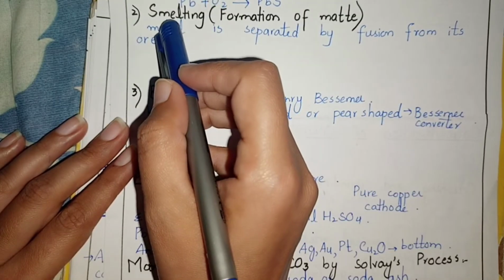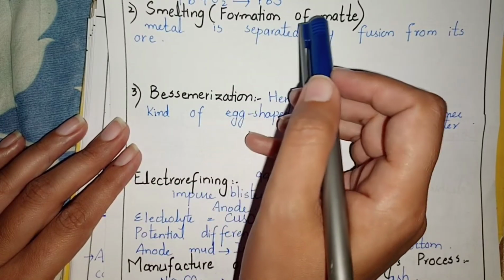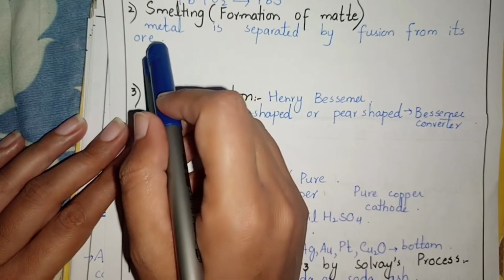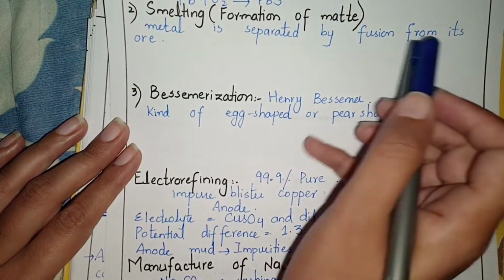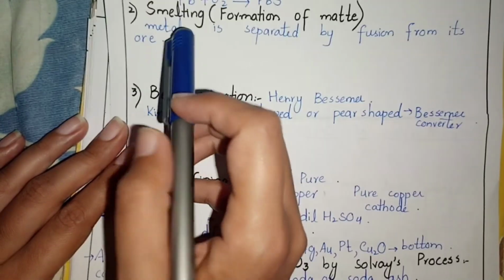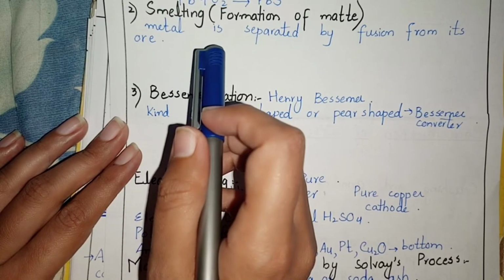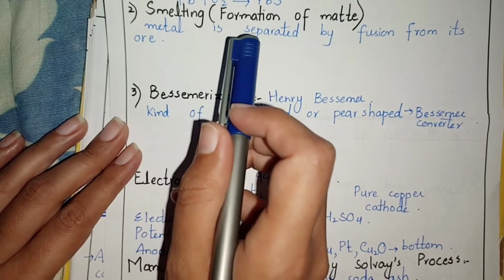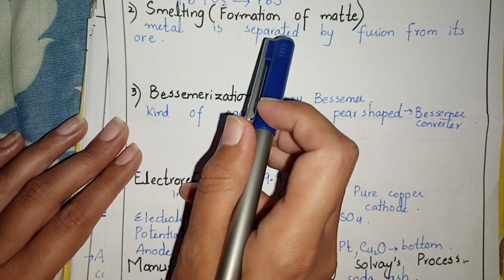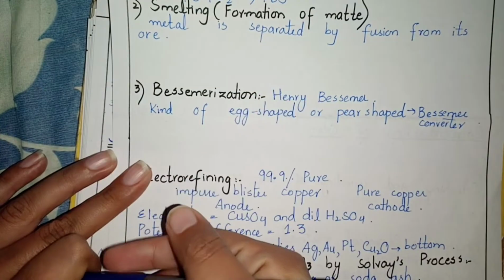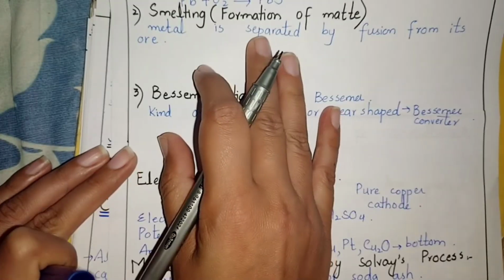Second method is smelting, that is formation of matte. Metal is separated by fusion from its ore. So smelting is the process in which oxide ore in the fused state is reduced with reducing agents such as coke to get the metal is called smelting.